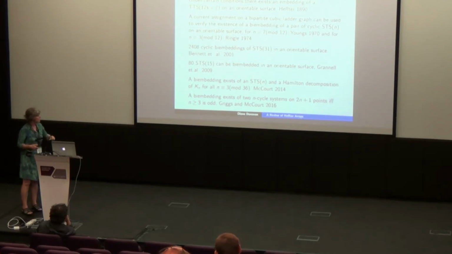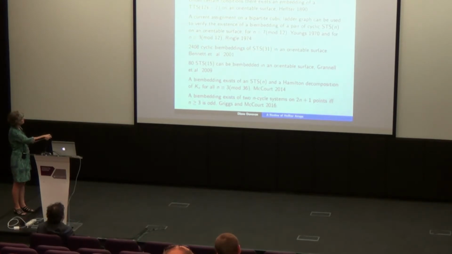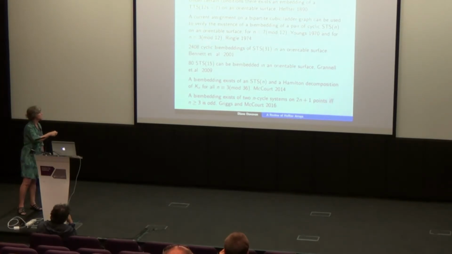I think I'm going to run out of time, so I'm going to skip this slide. But it tells you a little bit about the history of bi-embeddings. It started with Heffter, and I want to focus on this little result here. Youngs in 1970 showed that it was possible to bi-embed a pair of cyclic Steiner triple systems in an orientable surface if n was congruent to 7 mod 12. And then in 1974, Ringel showed that it was also possible to bi-embed a pair of Steiner triple systems if n was congruent to 3 modulo 12.